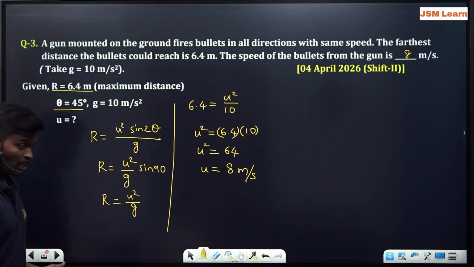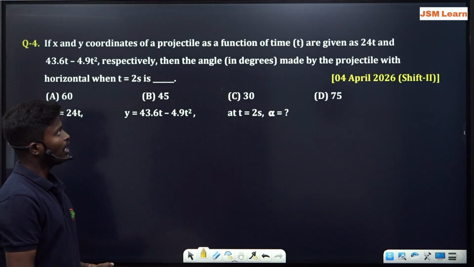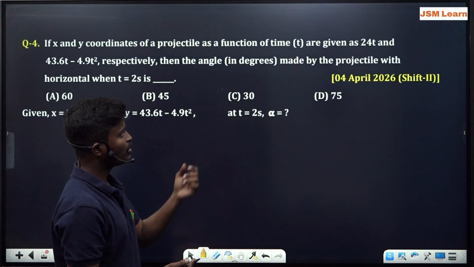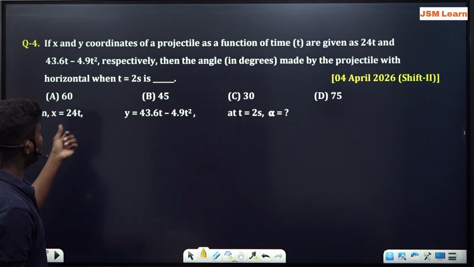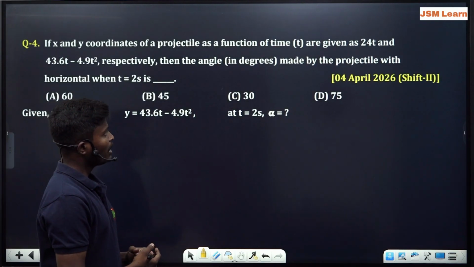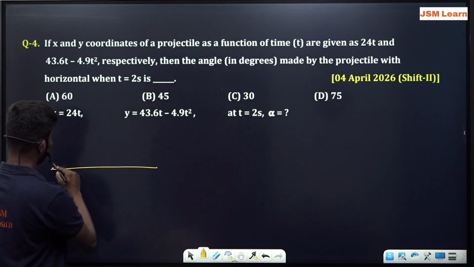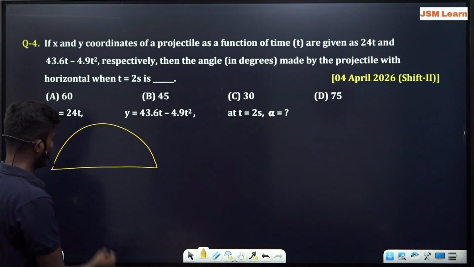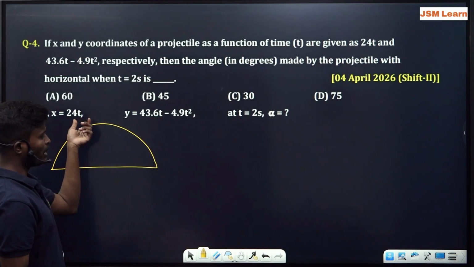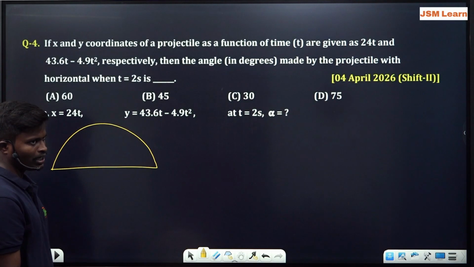Now, if x and y coordinates of a projectile as a function of time are given as 24t and 43.6t minus 4.9t square respectively, then find the angle in degrees made by the projectile with the horizontal. First of all, we see the diagram. There is a projectile like this. This is the starting point. It has x value depending upon the time and y value also depending upon the time. The entire equation is given in terms of time.